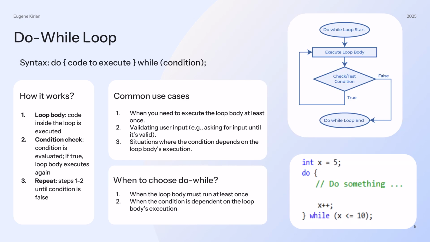And finally, let's take a look at the do-while loop. The syntax is a bit different: do, code to execute, while, condition. So how does it work? The loop body is executed first, and then the condition is evaluated. If the condition is true, the loop body executes again. This process repeats until the condition is false. Do-while loops are particularly useful in situations when you need to execute the loop body at least once. Some common use cases include validating user input, where you might ask for input until it's valid, or situations where the condition depends on the loop body's execution.